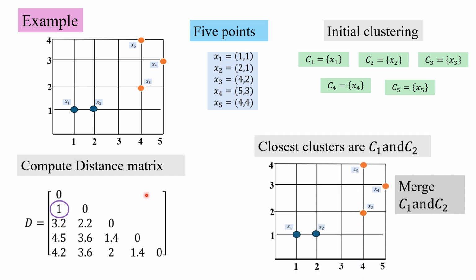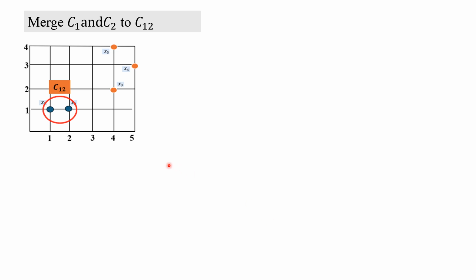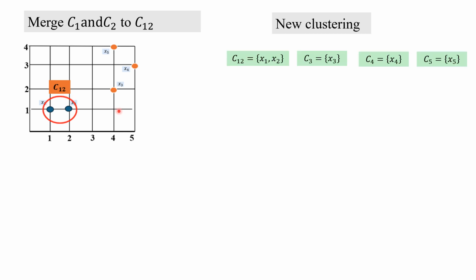So we see that the closest clusters are C1 and C2. See this one, C1 and C2. So 1 is the shortest distance in this entire matrix. So we say that we can merge C1 and C2. So see here, C1 and C2 have been merged into a cluster which we name C12. So the new clustering is composed of 4 clusters now. C12 includes X1, X2, while C3, C4 and C5 are individual data. We can see here cluster 1, 2, 3 and 4.